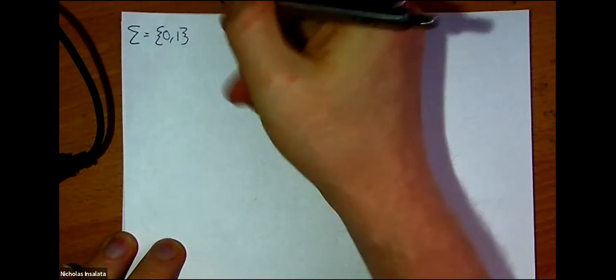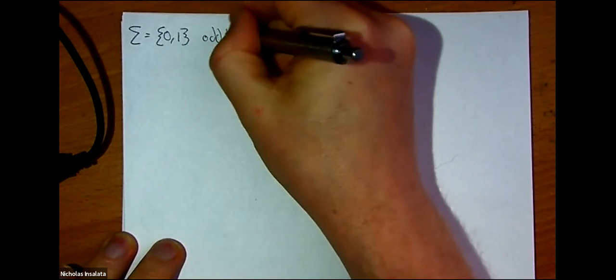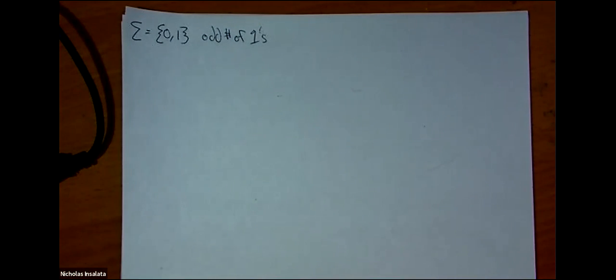So here, let me switch back over to my paper. Oh boy, so many things moving around. All right. So we have sigma is 0, 1. And we want an odd number of ones. And we want, of course, a regular expression that will generate this for us. So what do you guys think?